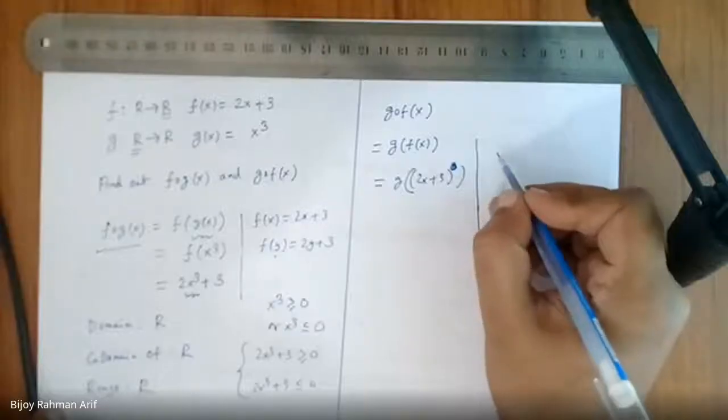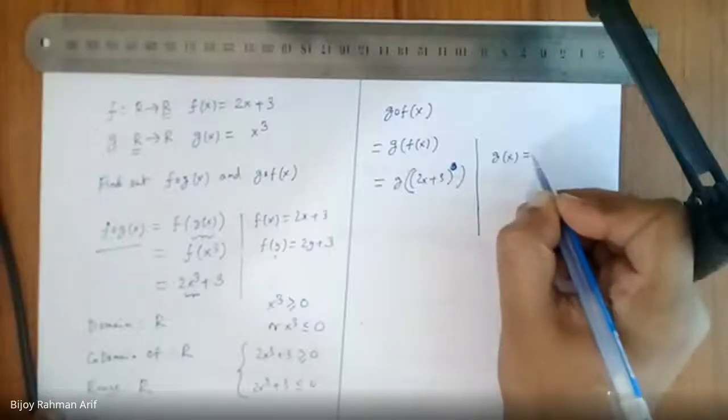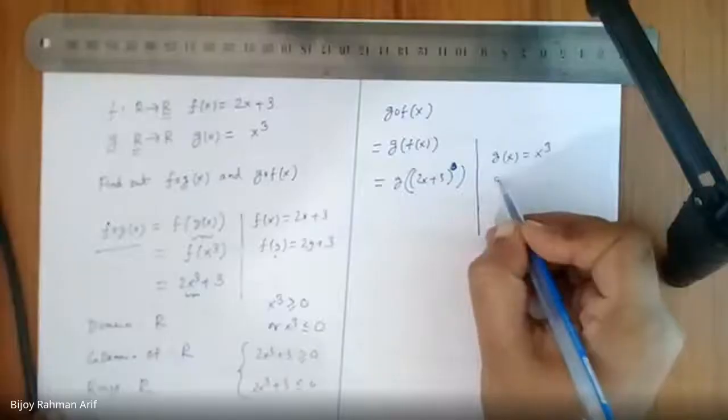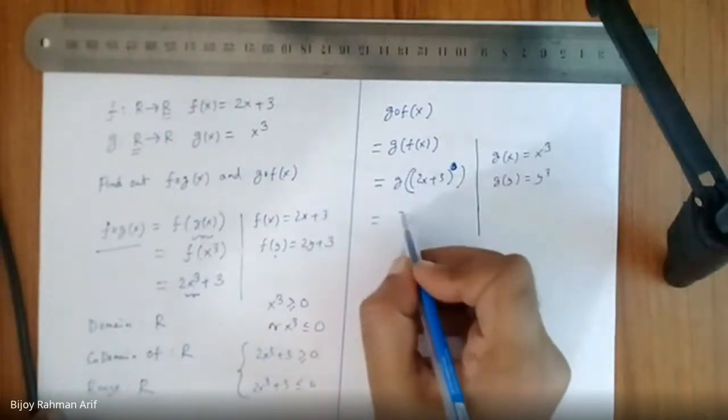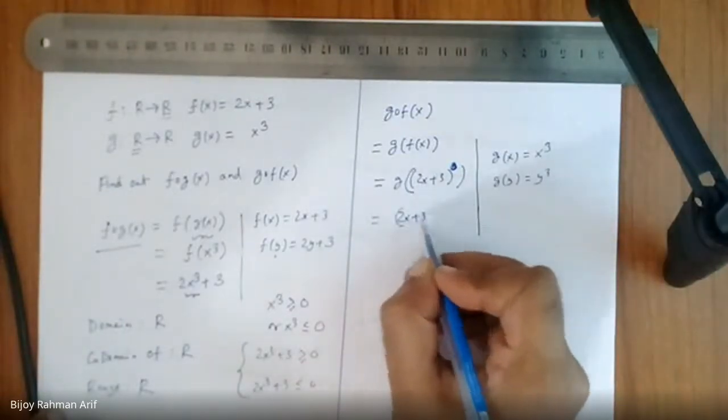Same argument. G of x is equal to x cube, g of y equal to y cube. So even instead of y, if we put twice x plus 3, we get twice x plus 3 whole cube.